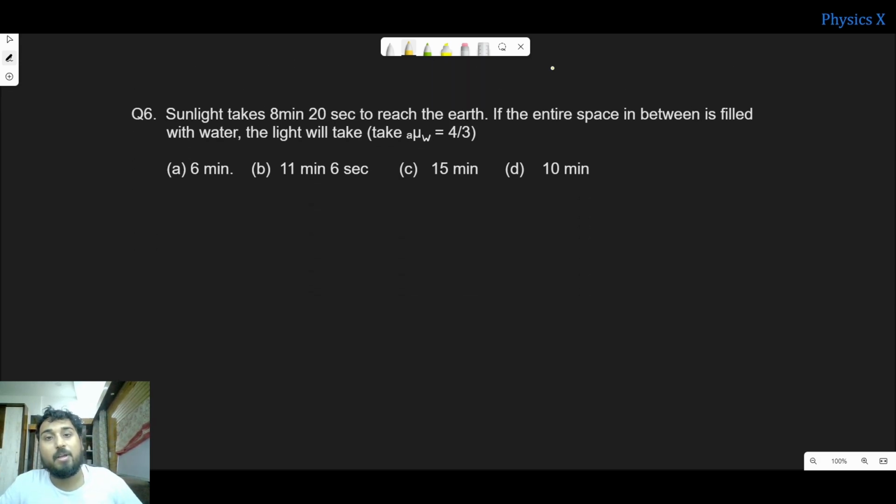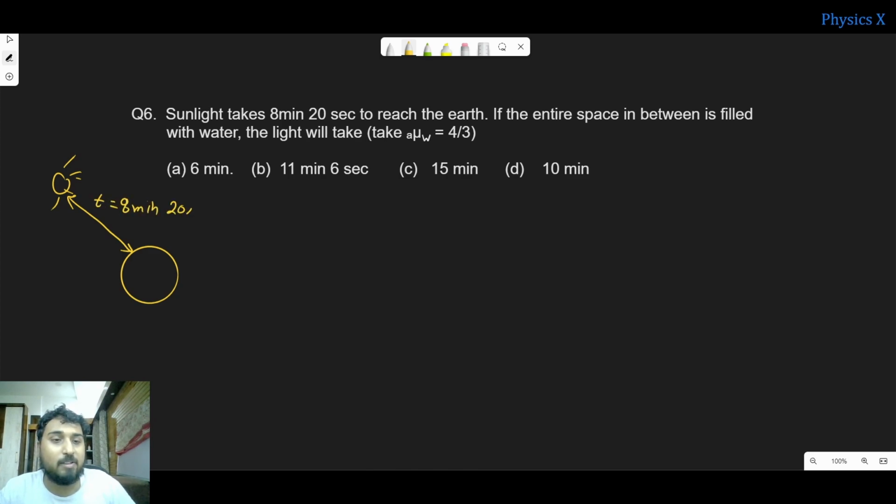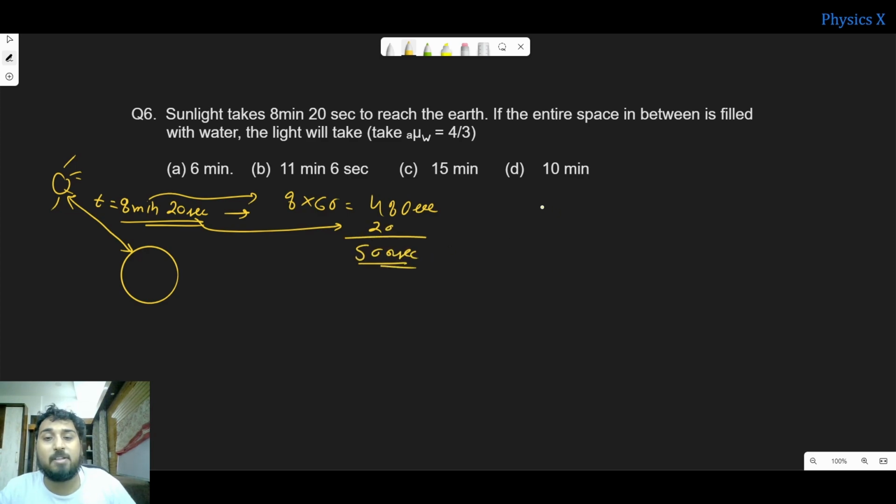Now see this question. Sunlight takes 8 minutes 20 seconds to reach the earth. So we know that if it is earth and sun, suppose we don't know the distance between them, the time taken is 8 minutes 20 seconds. If I convert this into seconds, 8 minutes multiplied by 60 seconds is 480 seconds, and another 20 seconds, so we will have 500 seconds. That means in 500 seconds the sunlight is reaching the earth.